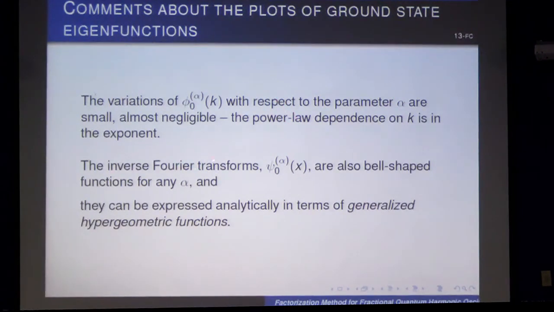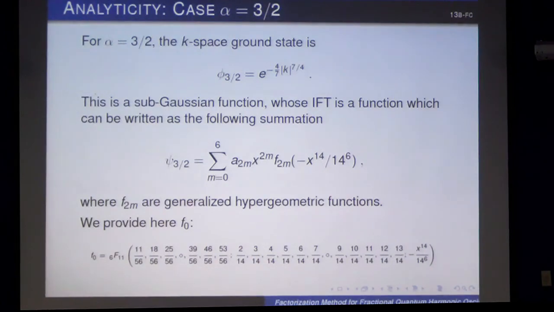Okay, this is one remark. The inverse Fourier transform provides analytic results, and they can be expressed in terms of generalized hypergeometric functions. What does it mean? I have written here just one of them. For example, in the case alpha equals 3 halves, your sub-Gaussian looks like that. From Mathematica, we obtained that it can be expressed as a superposition of seven hypergeometric functions with the variable, this power here. And so you have these generalized hypergeometric functions times x to 2m, and some coefficients here.